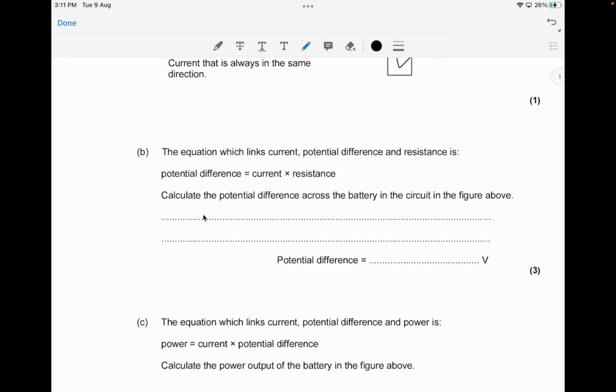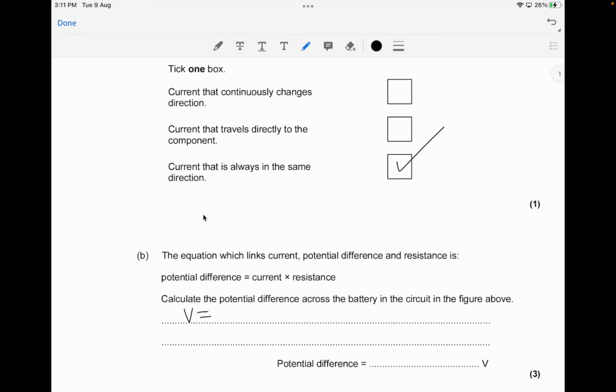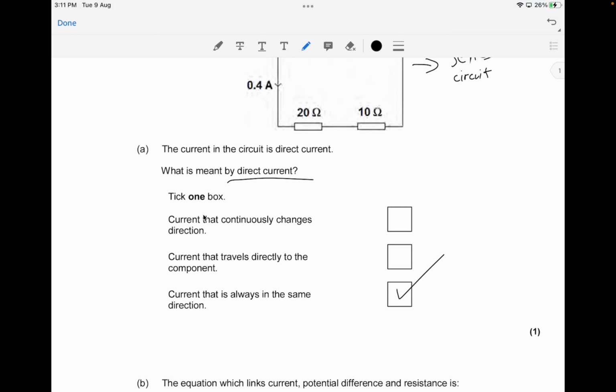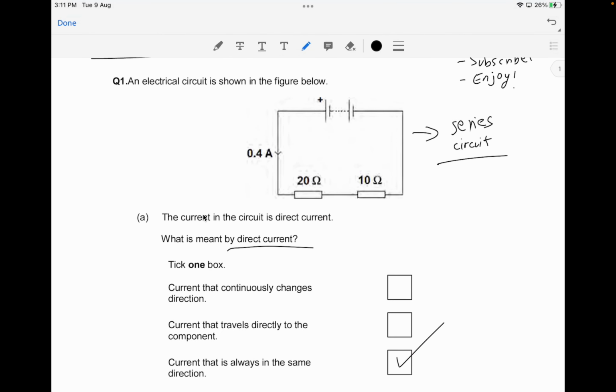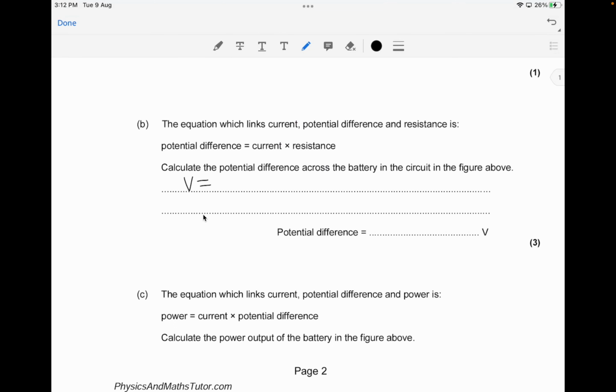Now the next question states that the equation which links current, potential difference, and resistance is potential difference equals current times resistance. We have to calculate the potential difference across the battery in the circuit in the figure above. So we're going to write down V equals, where V stands for potential difference. The current in this case is going to be 0.4 amps, since this is a series circuit, and in a series circuit the current remains the same. It's not going to change, so it's 0.4 amps multiplied by the resistance.